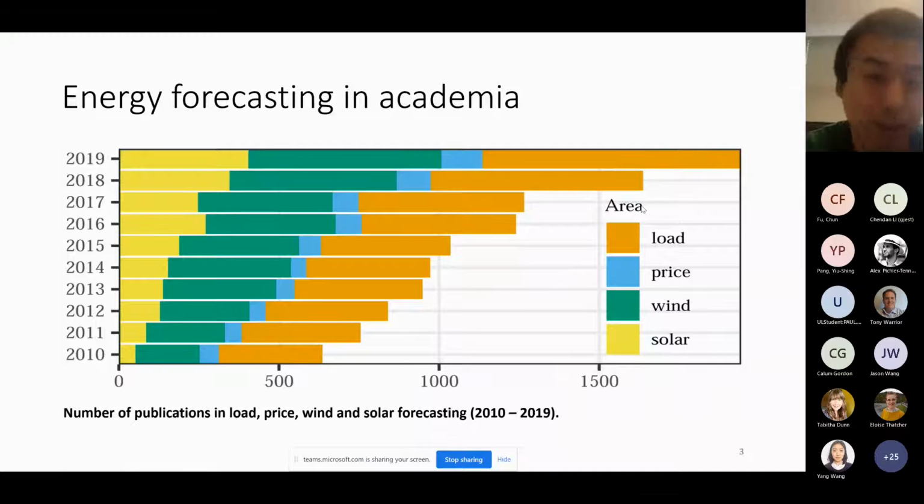Many papers are being published. In total, about 2,000 papers in energy forecasting. Here we're not even counting some smaller domains, like people forecasting outages, and other smaller sub areas of energy forecasting that are not really included here. So it is a very busy area.